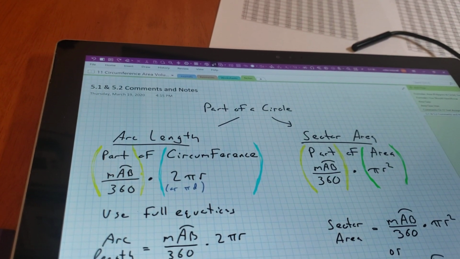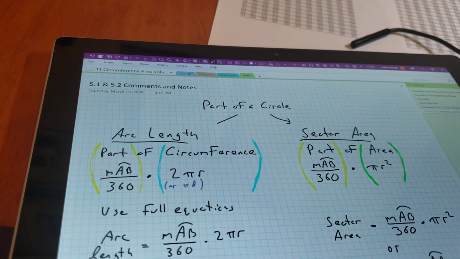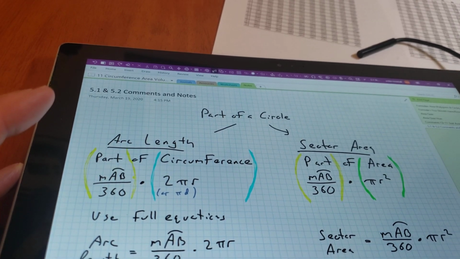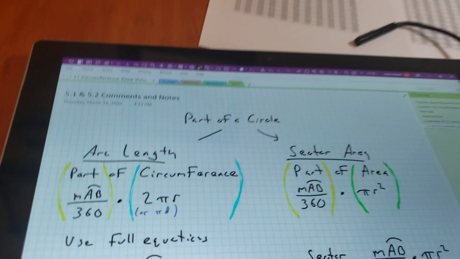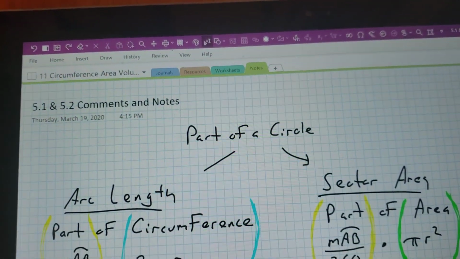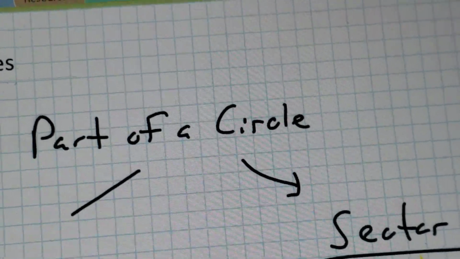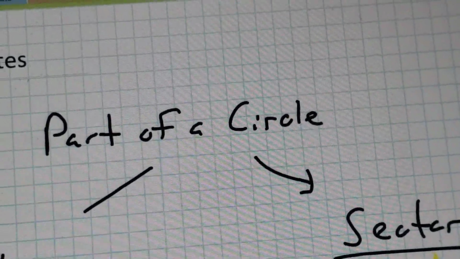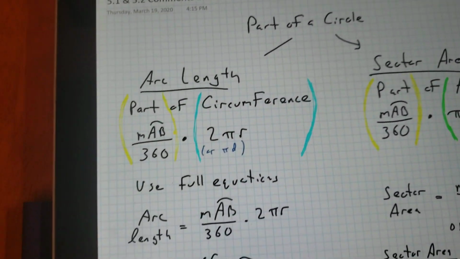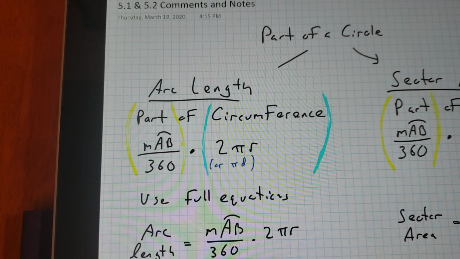Okay, everybody, here's a few comments on 5.1 and 5.2. I had some people ask me about arc length and sector area. Well, there's the key idea right there. These are part of a circle, okay? Part of a circle. Arc length is part of the circumference.